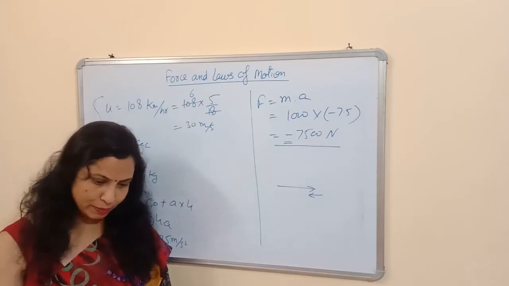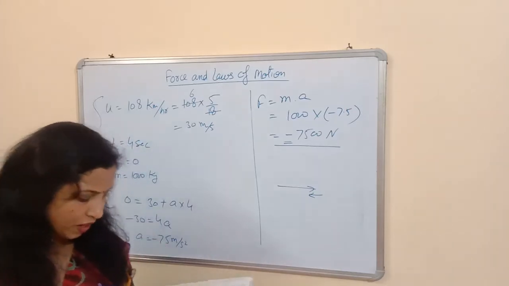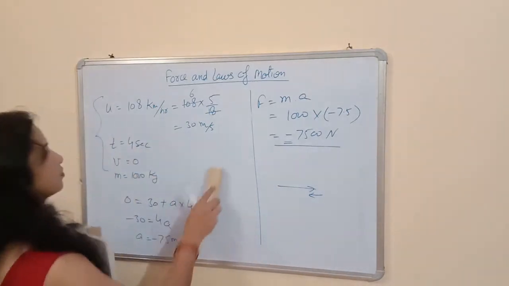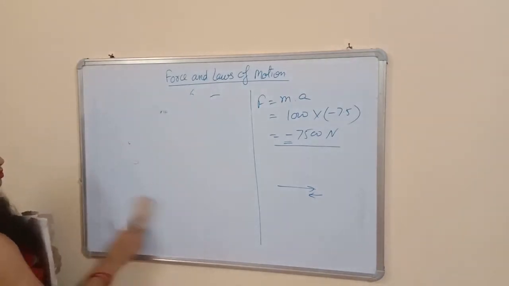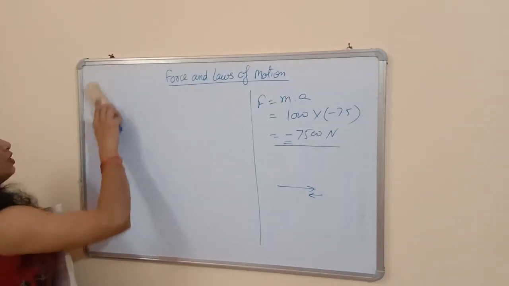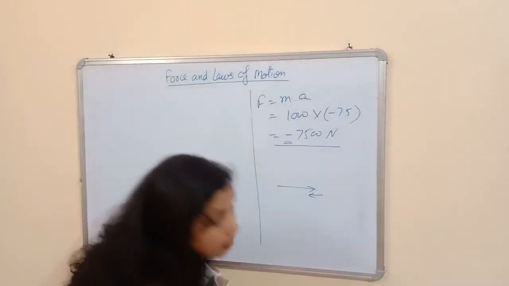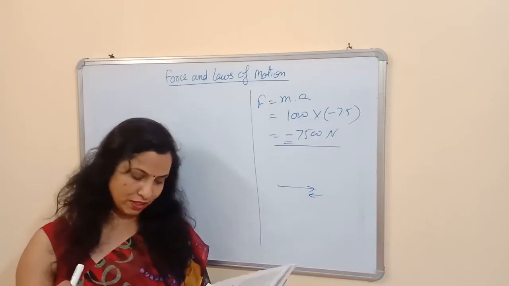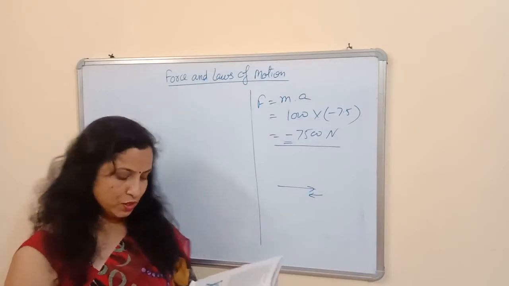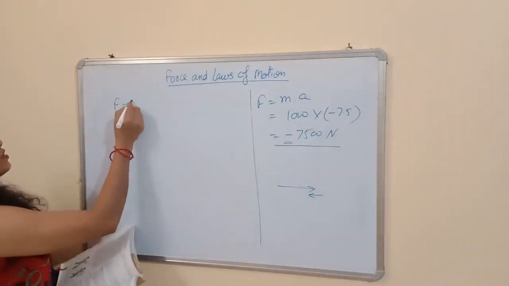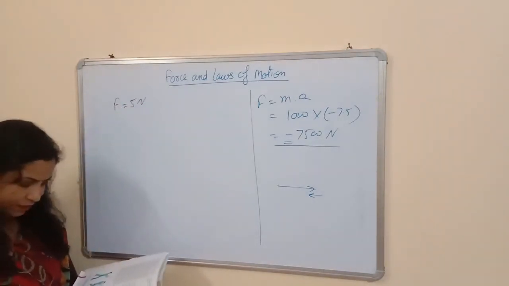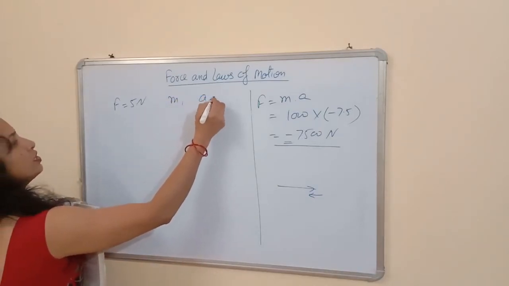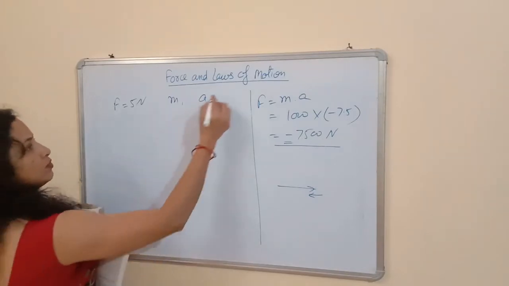Okay, now example number 9.4. A force of 5 Newton gives a mass m1 an acceleration of 10 meter per second square. The numericals of this chapter are really easy as compared to the first chapter. So what is the value of force? It is 5 Newton. Mass is m1 and acceleration is how much? 10 meter per second square.